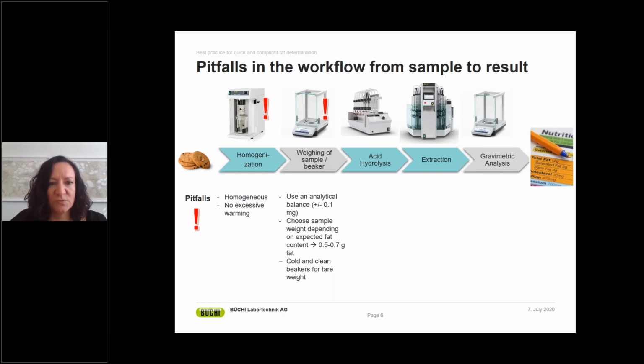The sample weight that you choose depends on the expected fat content. We recommend that at the end you have 0.5 to 0.7 grams extracted in your beakers. So for example, if your sample has a fat content of 10%, you would use between 5 and 7 grams of sample. Of course, you cannot stick to these recommendations if your sample has a very low fat content. Then you have to reduce the total amount of fat that is extracted. But we recommend not to go lower than 0.1 gram of fat extracted, because otherwise your variation will be very high within the duplicates or triplicates.